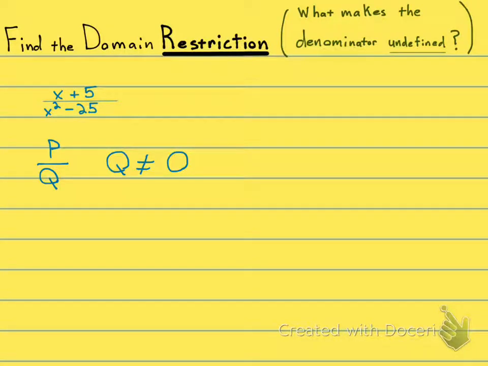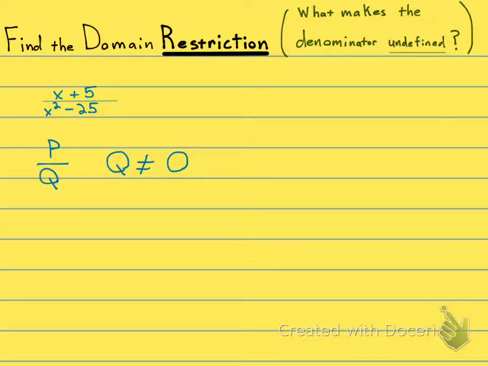So let's talk about the domain restriction for a rational expression. So here's my rational expression. What's a rational expression? It's a big fraction. And I know from the definition that Q cannot be 0. So I can't have a 0 in the denominator, okay? And you know that from fractions. If you have a 0 in the denominator, it's undefined.